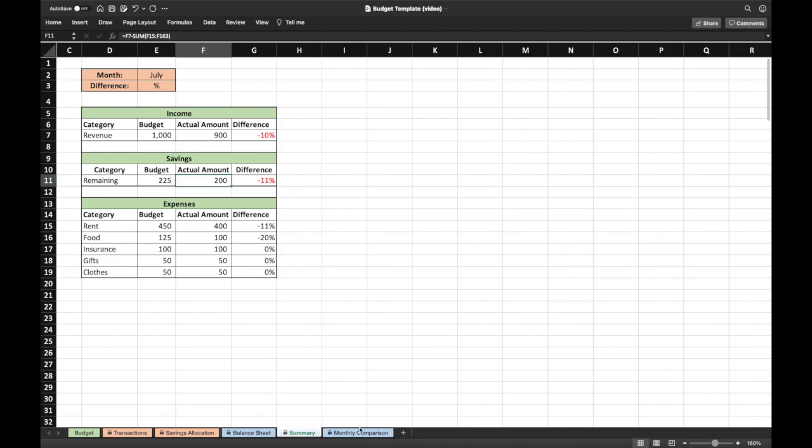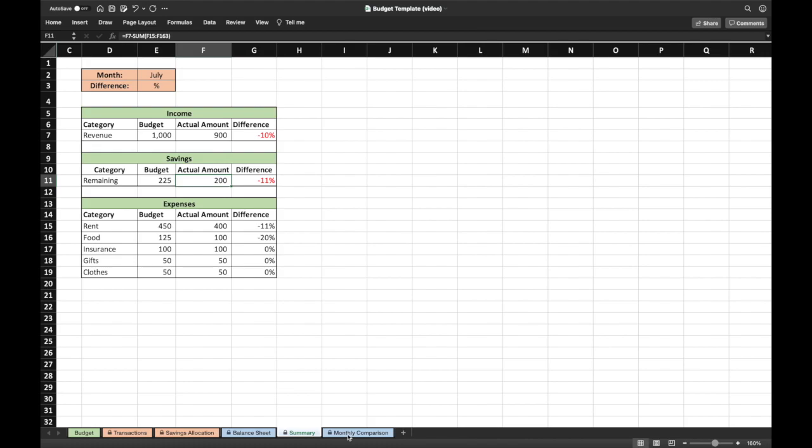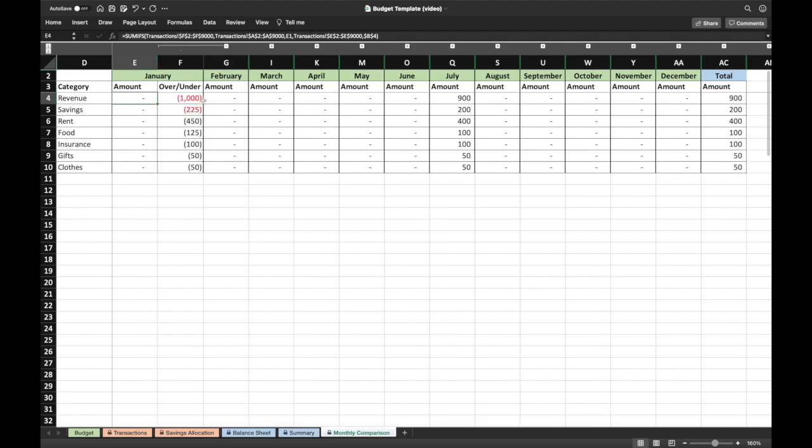Finally, we're going to take a quick look at the monthly comparison worksheet. If you understand the summary, it'll be pretty easy to understand this. You're simply going to have the amount you spent each month for each category. So you have revenue, savings, and then all of your expenses for each of the 12 months. So you can compare them side by side, as well as the total. If you come up here and hit this plus, it's going to show you the over under, or how far you are off your budget.